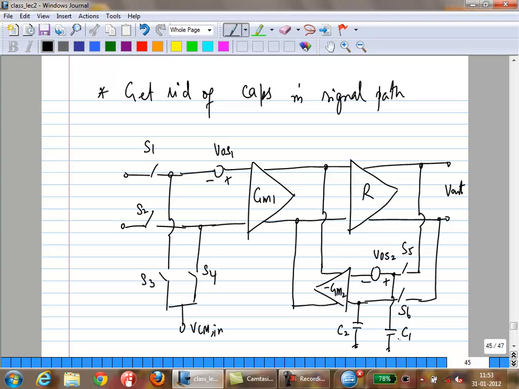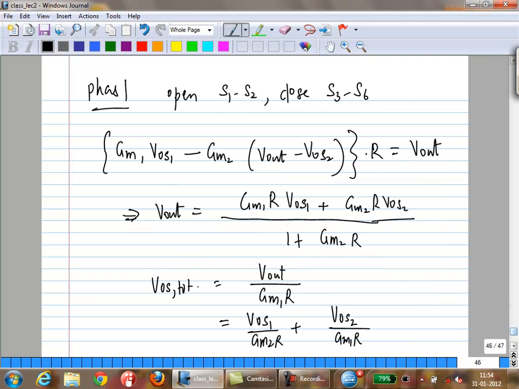No, actually not at all. That's why we took VOS1 and VOS2. The two offsets are not the same. They are two totally different offsets, and we took the effect of both into account. So the first transistor amplifies GM1 times VOS1. The second one amplifies GM2 times VOut minus VOS2. So we don't assume anything about these offsets. But it so happens that the offset of the first one goes down as the gain of the second one, and the offset of the second one goes down as the gain of the first one. That's all.